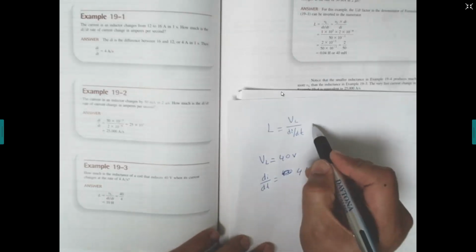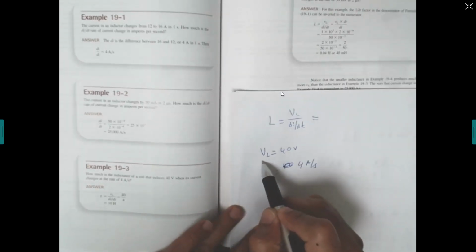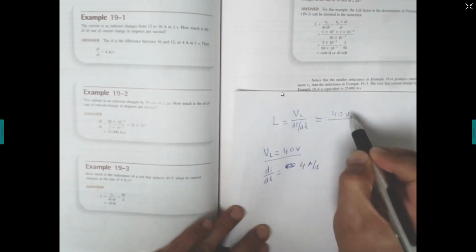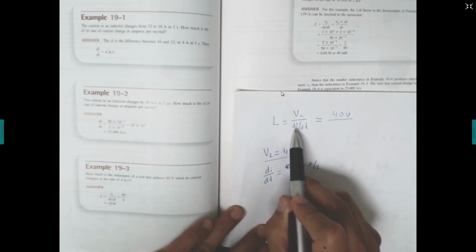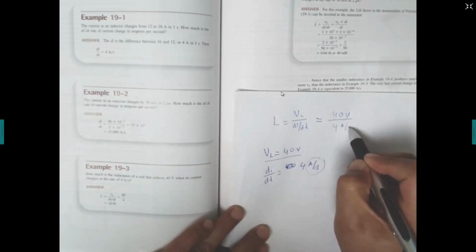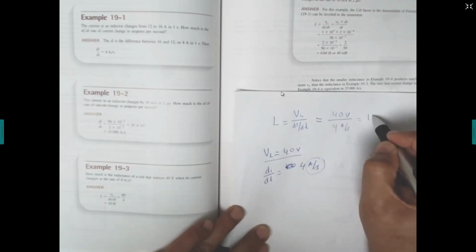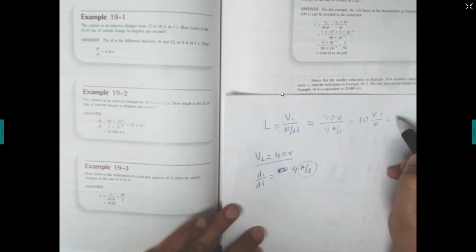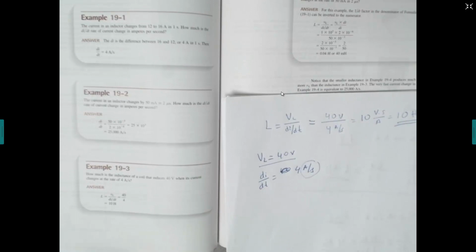So if this is the formula, all we have to do is plug in the values that are given. They're already telling me that the voltage induced is 40 volts, so this is the voltage induced right there. That will be 40 volts. And the current changes, they say 4 amps per second. They are already in the correct units, amps per second. So that's 4 amps per second. So 40 divided by 4 equals 10. And that would be 10 volts seconds over amps, and that is the henries. So that would be 10 henries, right?